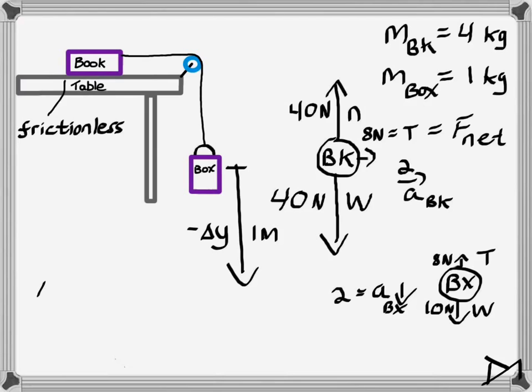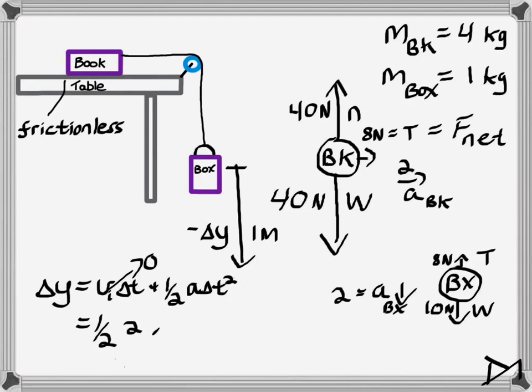Let's say the box now falls for 1 meter. The box goes from rest and it falls down 1 meter. So I can use a kinematic equation: initial velocity plus acceleration times time. Initial velocity is at rest, so it's 0. So it falls 1 meter, 1/2 times acceleration of 2. So the time it takes to fall is 1 second.